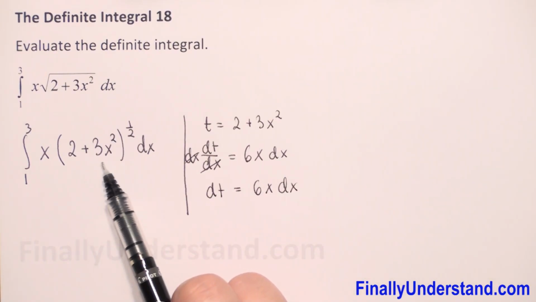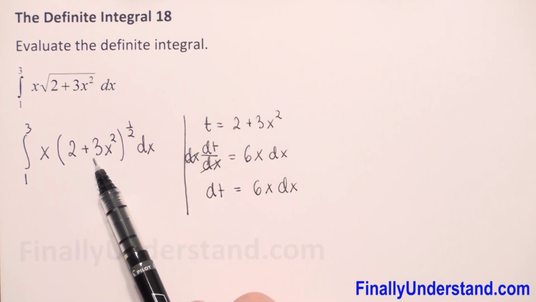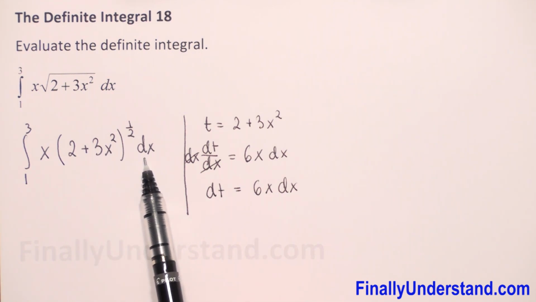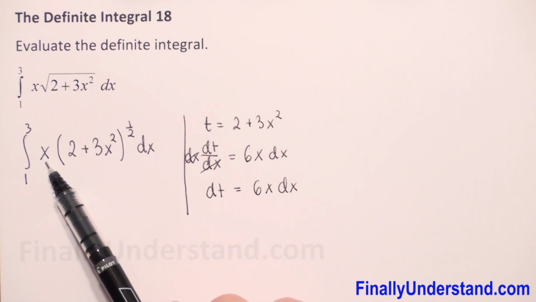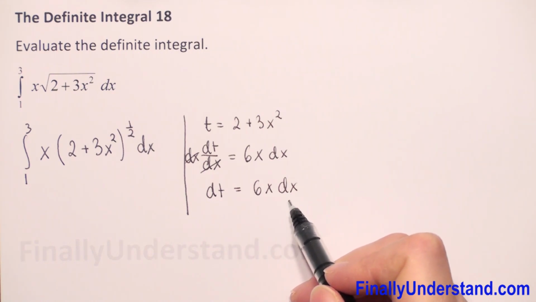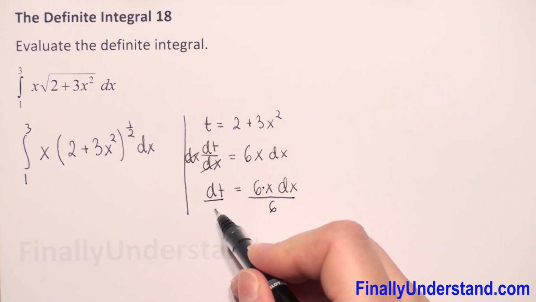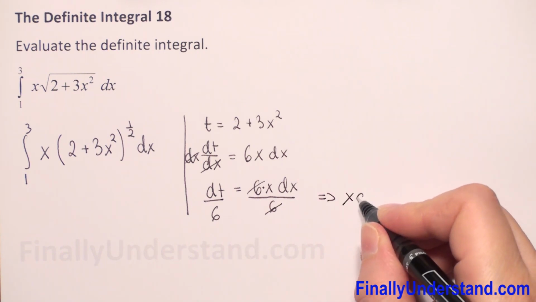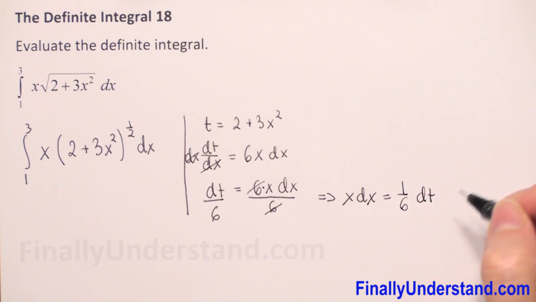In our expression, when we substitute 2 plus 3x squared by t, we will have t to the power 1/2 and we have x dx. We cannot mix up x and t in one expression, so we need to substitute x dx. We have dt is equal to 6x dx. We don't need the 6, so I will divide both sides by 6. 6 and 6 we can reduce, and we have that x dx is equal to 1 over 6 dt.